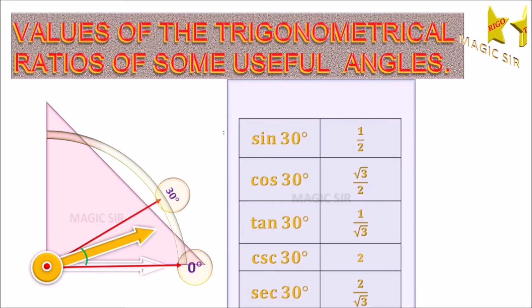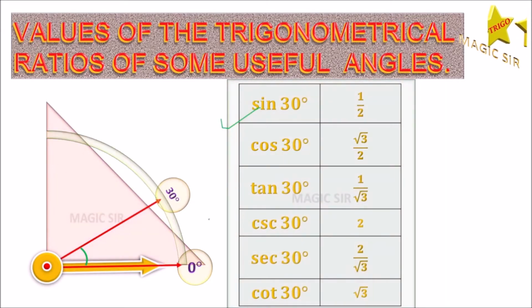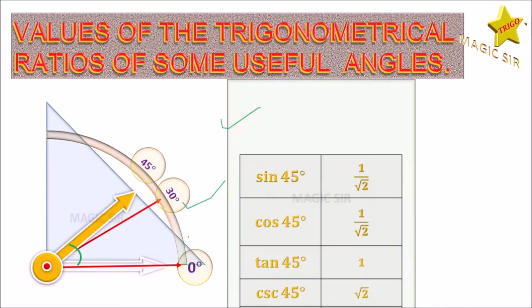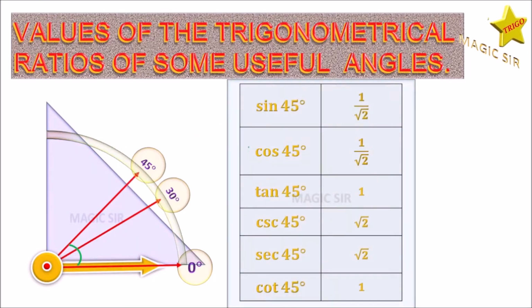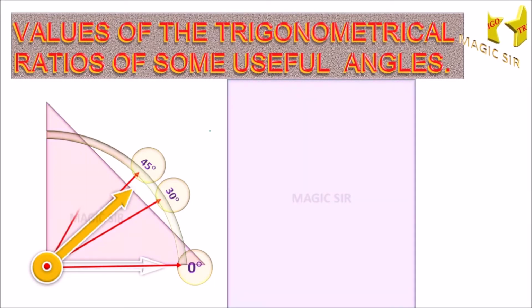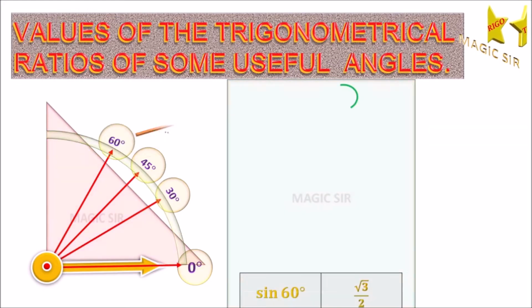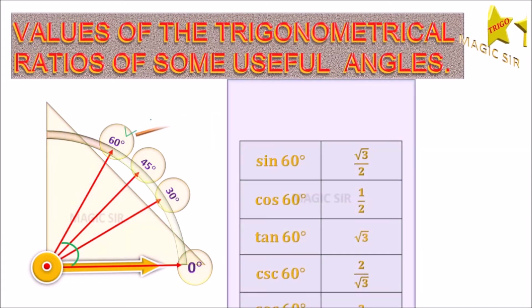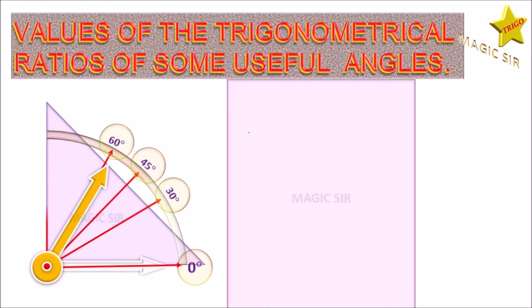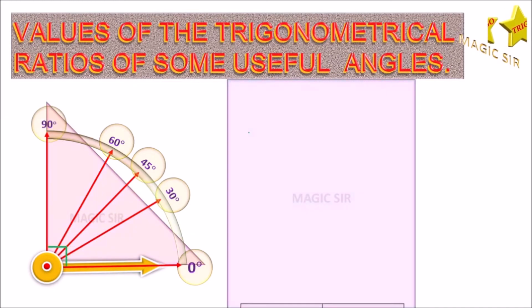We will find the values of 6 ratios for the angle of 0 degree. Similarly, we will find the values of trigonometric ratios for the angle of 30 degree. And then 6 values for the angle of 45 degrees. We will also find 6 values for the angle of 60 degree. And last, we will find 6 values for the angle of 90 degrees.